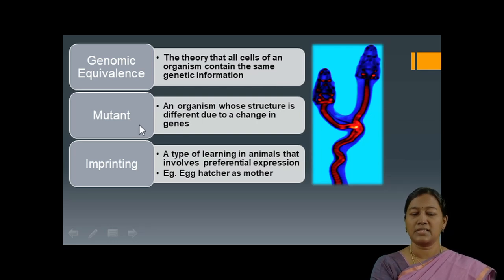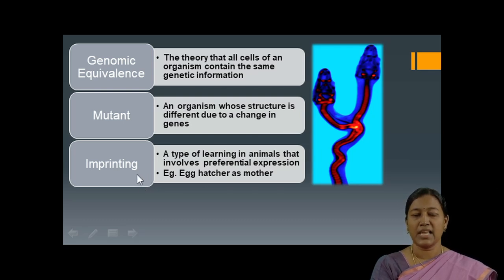The next term is mutant. A mutant is an organism whose structure is changed because of a change in the genes. For example, if you see this picture, a normal snake has one head, but this is a mutant. It has two heads because of some change in its genetic structure. So a change in genes which leads to structural changes is known as a mutant.